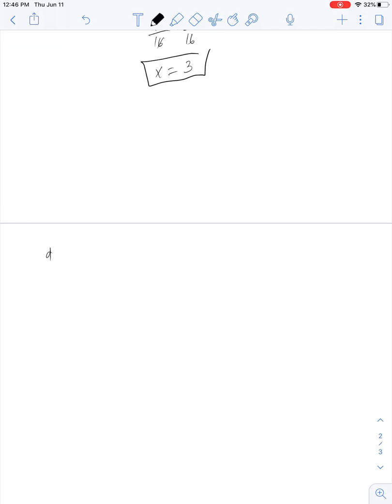How about example D? We have 3, open brackets, 5 minus 3, open parentheses, 4 minus x, close parentheses, close bracket, minus 5 equals 5, open bracket, 3, open parentheses, 5x minus 4, close parentheses, plus 2, close bracket, minus 26. So we definitely see a lot going on with this problem. Let's go ahead and take a look at it.